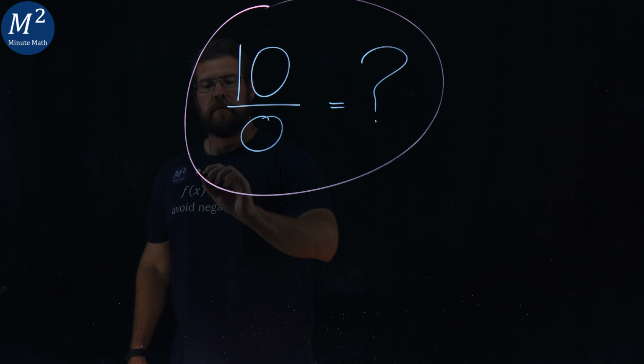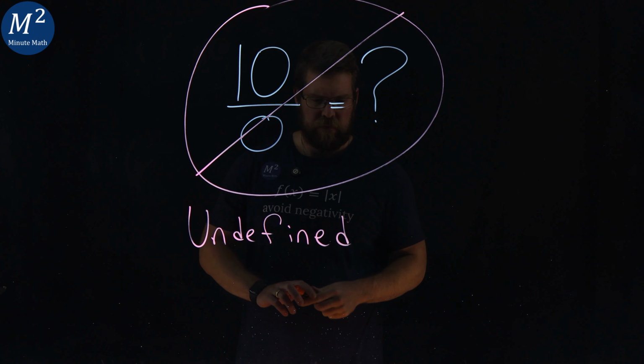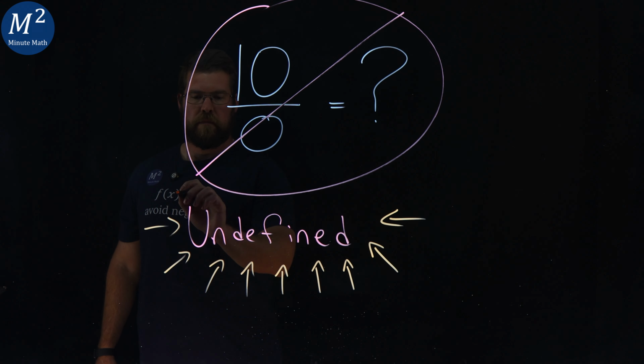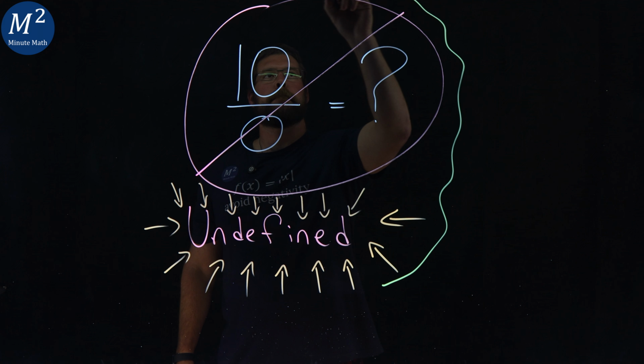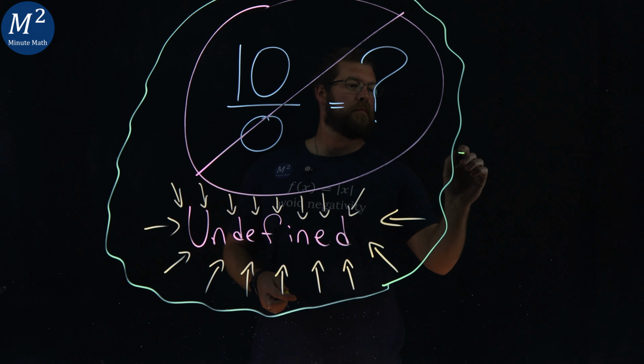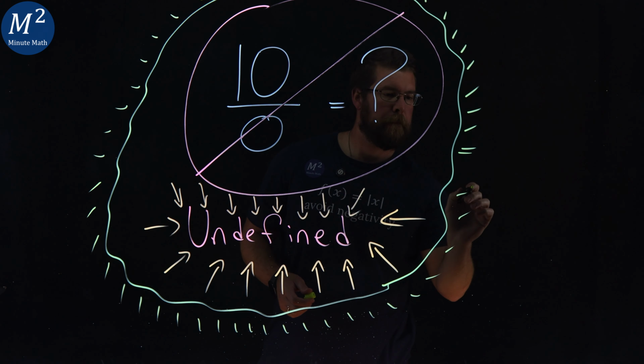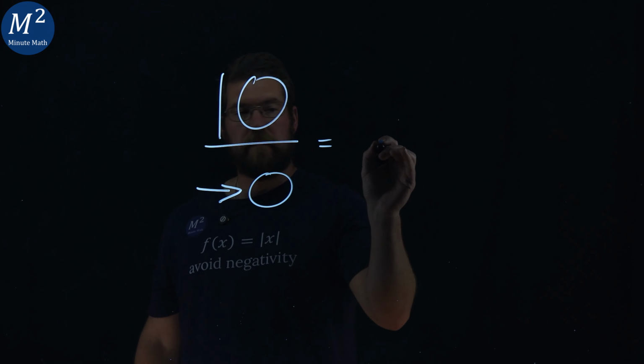10 divided by 0? Well, math breaks. There's no number that makes sense here because nothing multiplied by 0 can give you 10. That's why this is undefined. As the denominator gets closer to 0, the answer gets closer to infinity.